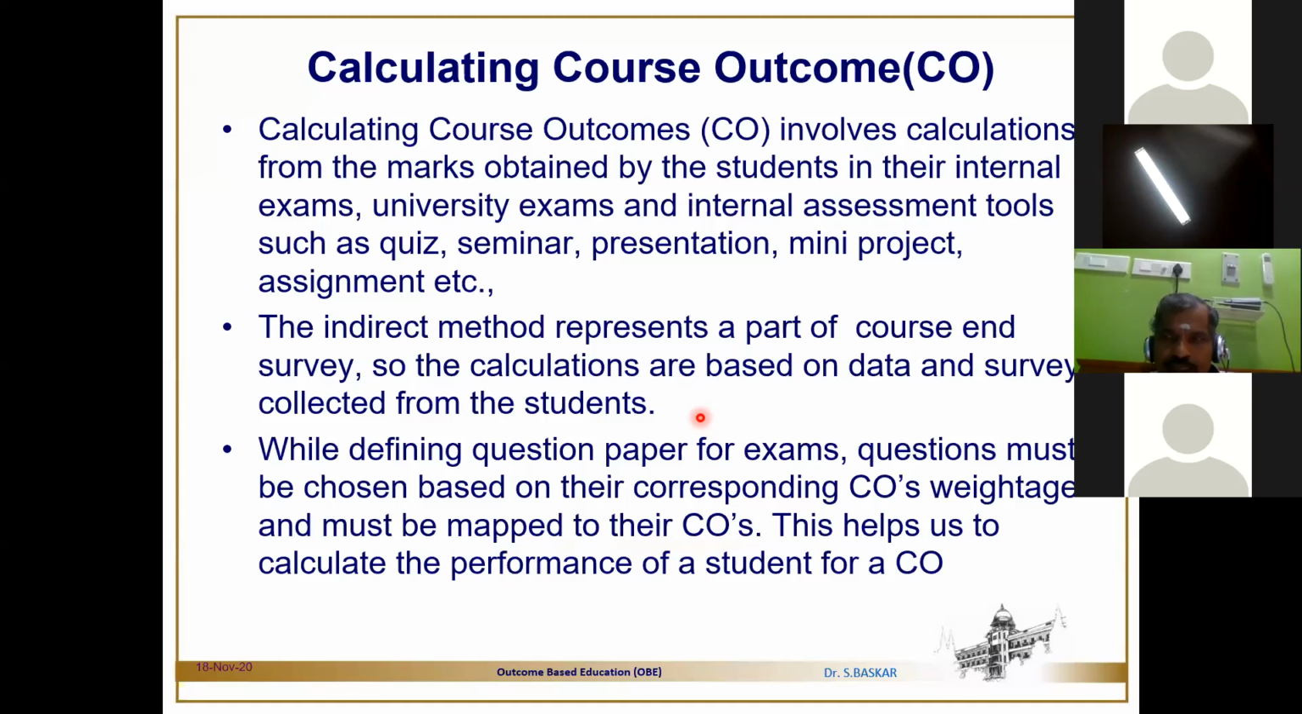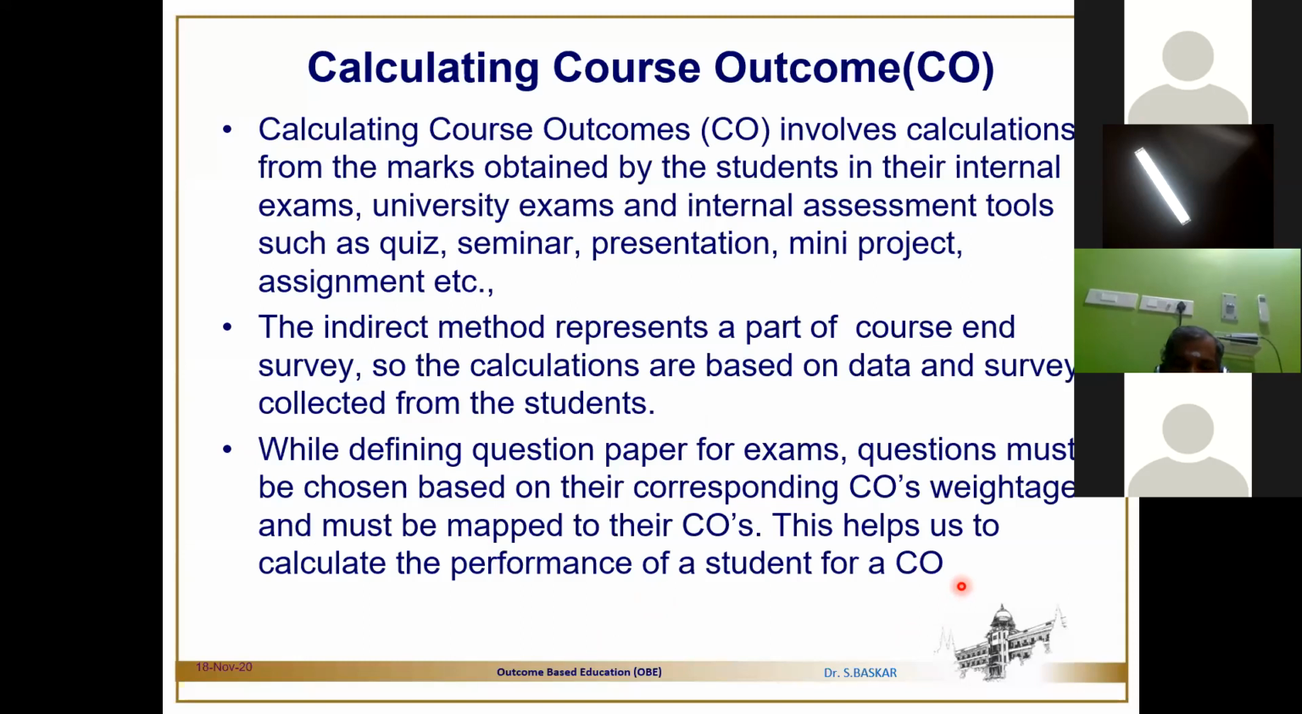It's not only questions and mark distribution. In addition to that, we need to give two more information: the knowledge level of question and the question mapping to the COs. How this question is mapped to COs, that should also be indicated in the question paper. This helps us to calculate the performance of a student for a CO.